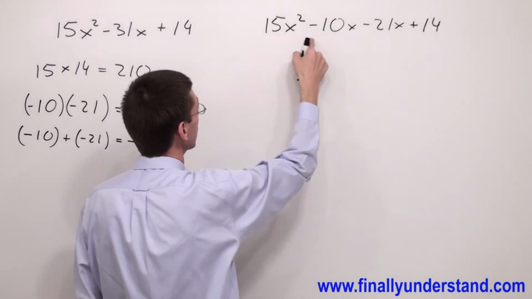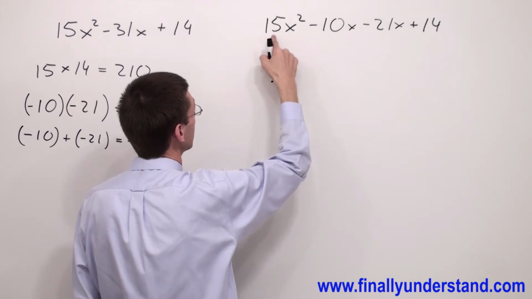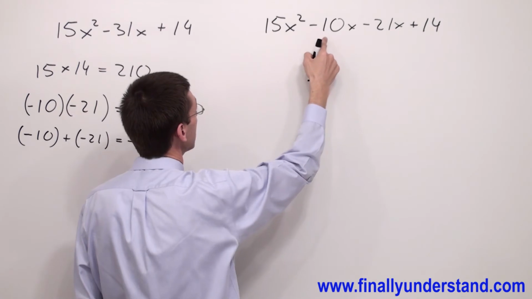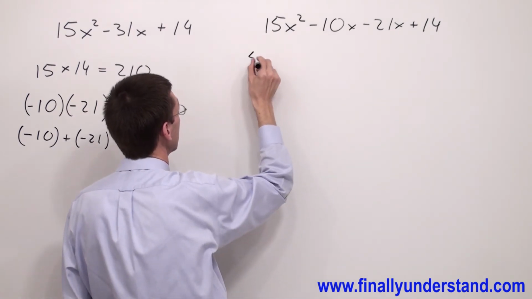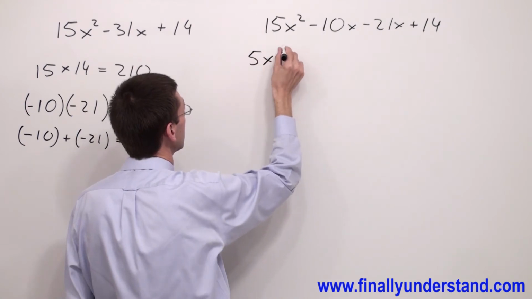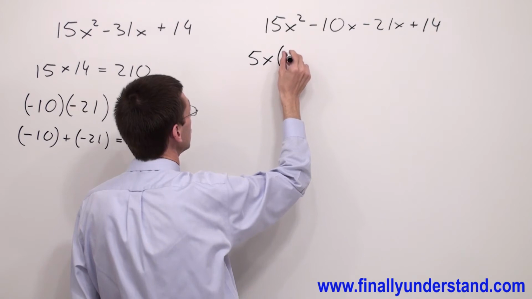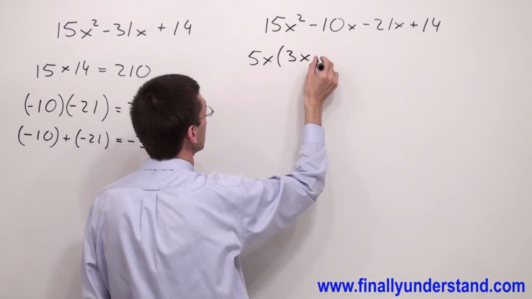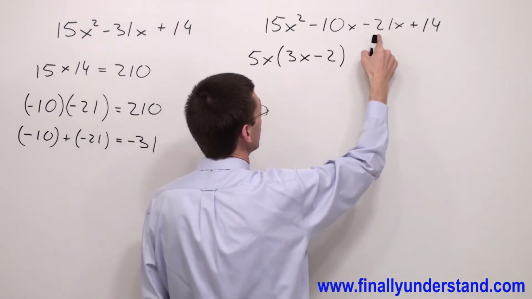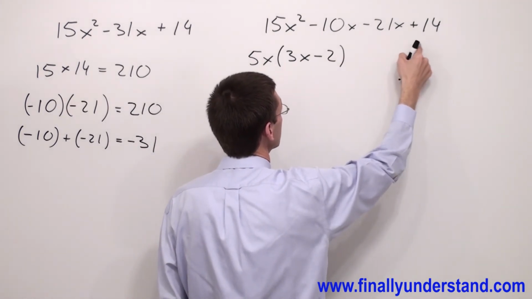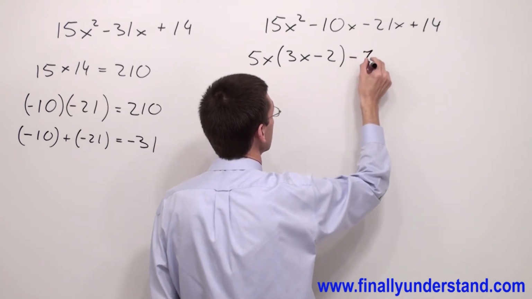Next, you're supposed to check what you can factorize from this expression. I have 15x squared and I have 10x. I can factorize 5x. Inside of the parentheses, I'm going to have 3x minus 2. From these two terms, I can factorize minus 7.